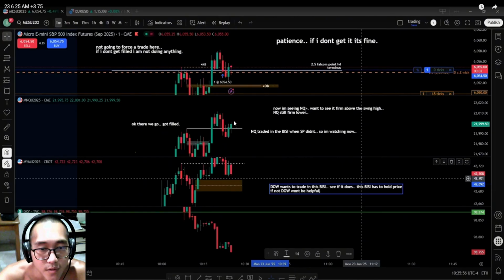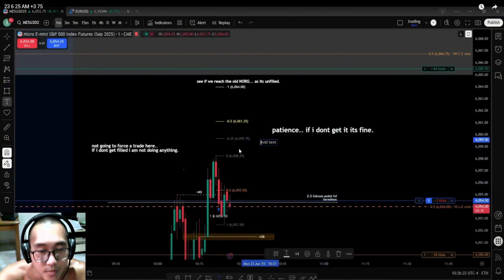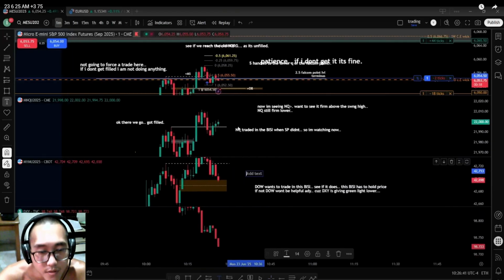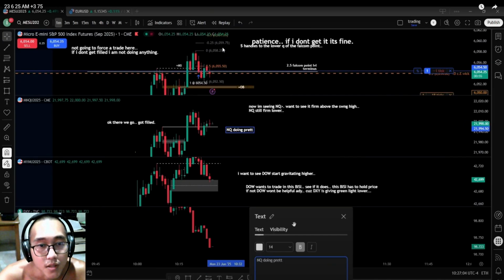Okay, want to see Nasdaq start being firmer because dollar is pulling lower. So Nasdaq starts pulling to the upside and S&P as well. So I draw the Fugong point, which I'll take out bulk of the profits at this 6059.75 level. Okay.